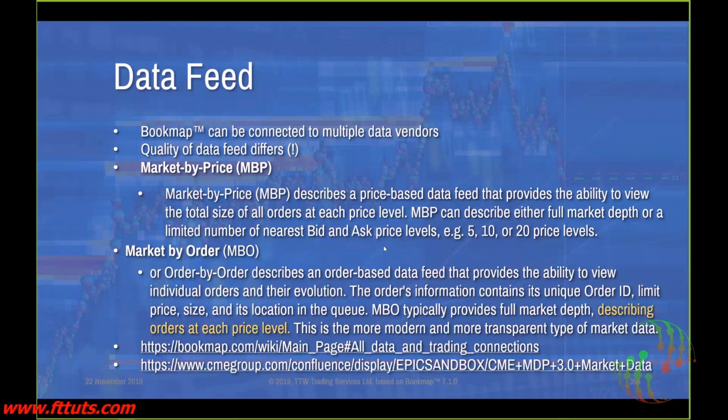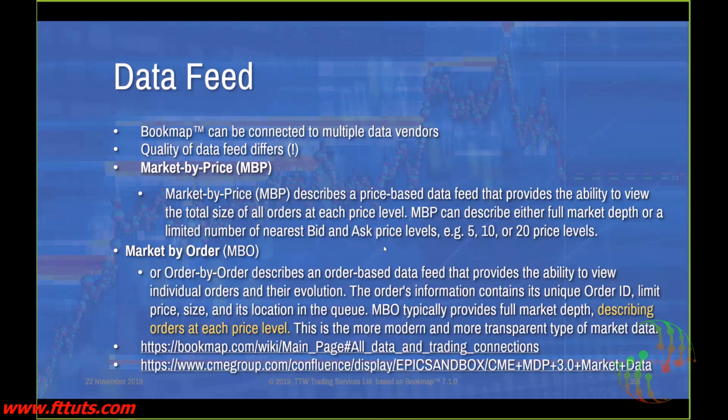Of course, Bookmap can be connected to multiple data vendors, and the quality of data feeds differs dramatically. It's a huge business to provide data, but good data quality costs money. Really, if you want to have the best data, you have to pay around $1,000 a month, roughly speaking, if you want to have the raw data from the exchange. If you have the money and the resources, do so, because then you have everything you need. You can't get better data.